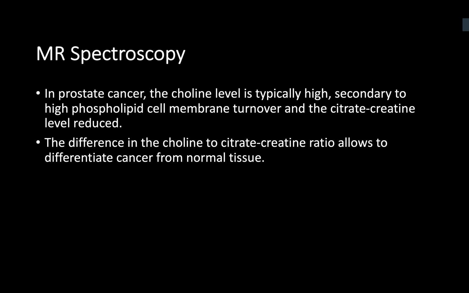So MR spectroscopy works on the principle that there are two things that we look for mainly: the choline level and the citrate level. So the choline level is typically high in prostate cancer. Basically, it's because of the high cell membrane or cell turnover in cancer tissue. So when there are lots of cells there, the phospholipid content will be more. So the choline level will be very high. But correspondingly, the citrate level will be reduced in cancer cells. So what they look at is the ratio between the choline and citrate. Okay. So if there is more choline and less citrate, that is more suggestive of prostate cancer. Yeah. Not used nowadays.